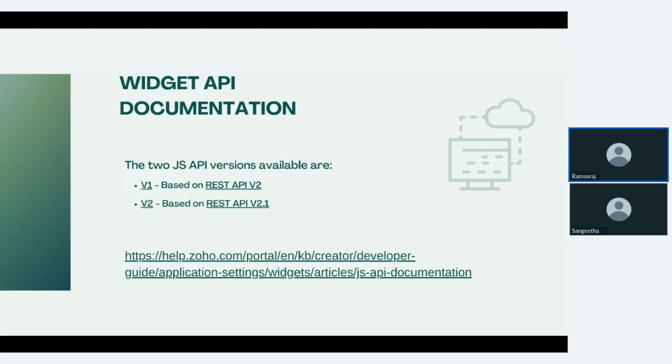Zoho Creator provides JS API tasks that allow you to perform CRUD operations from within the widgets inserted in an application's page component. In other words, these tasks are a wrapper of the Creator REST APIs. Generally, we have REST APIs across Zoho products, and this JS API is the wrapper of the Creator REST APIs.